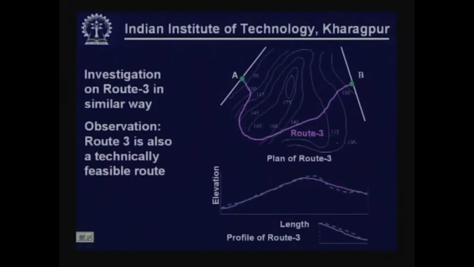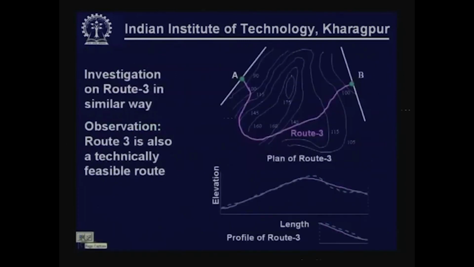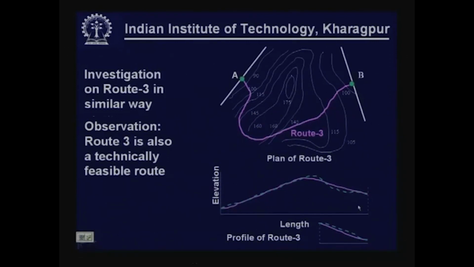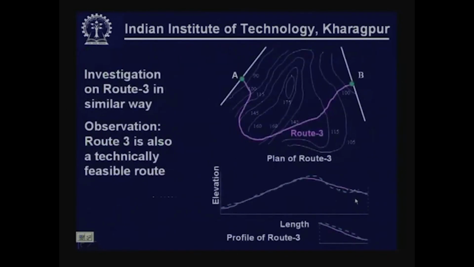Now, a similar investigation on route 3. In this case also you find it is matching very well with the existing profile, and you are able to satisfy all the requirements. Cut and fill are balanced, no excessive cut. Slope is also maintained, and other features can also be maintained the way you have taken the line. So, the observation on route 3 is also similar. You find that route 3 is also a technically feasible route.